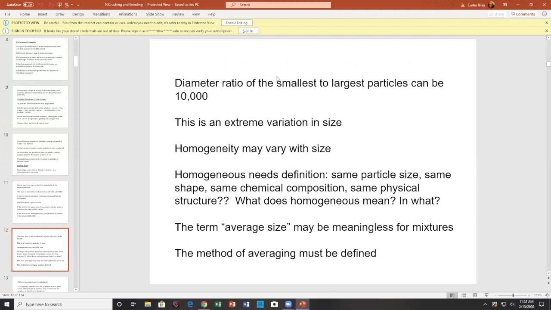Going from the smallest to the largest, it may be a factor of 10,000. There's an extreme variation in sizes.